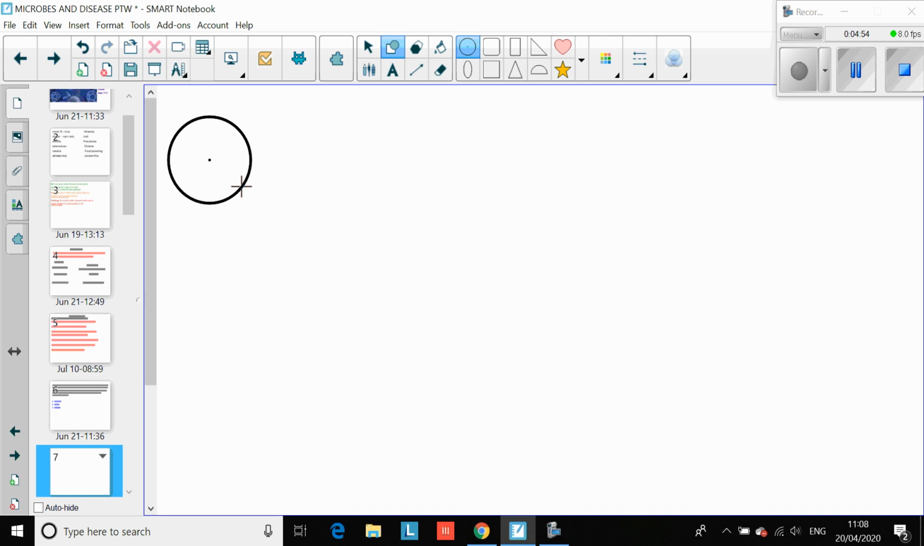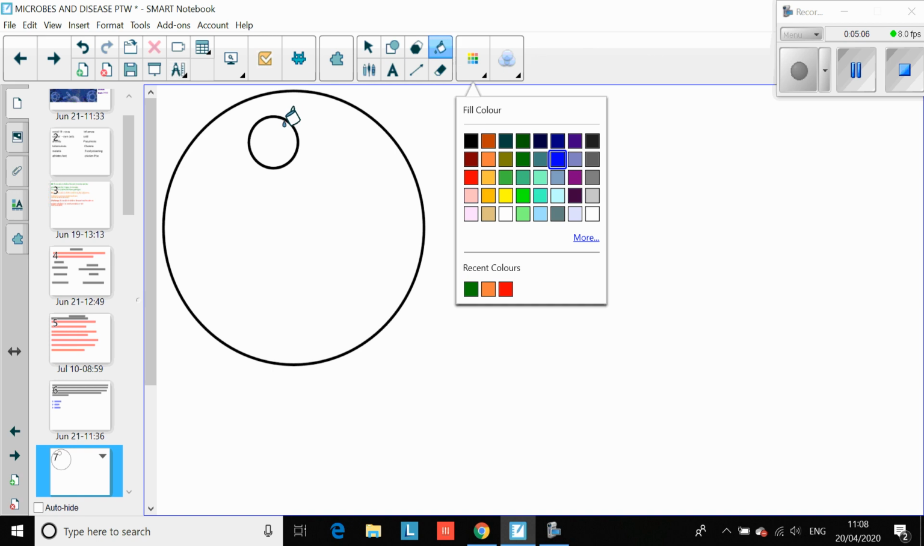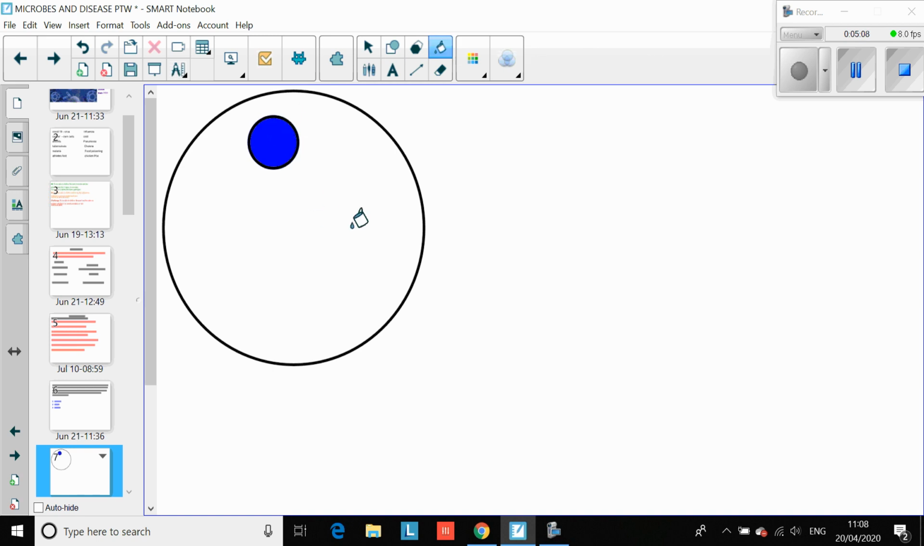So let's just say we've got a typical animal cell here. So this is like a typical cell in your body. You've got the cell membrane, you've got the nucleus there in the middle, and you've got cytoplasm. And you've got a few other little bits and pieces floating around, like mitochondria, which you'll learn about as you get a bit older.